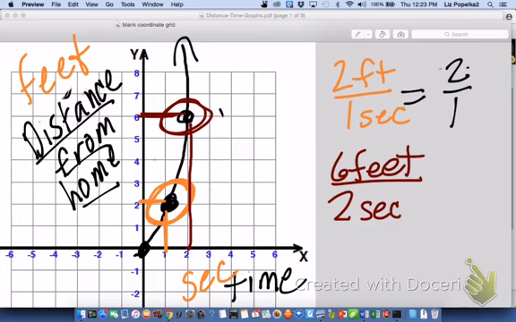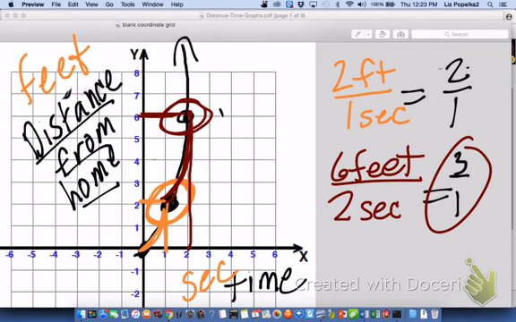2 over 1, of course, is still 2 over 1, or 2, but 6 over 2 simplifies to 3 over 1, or 3. So in my first stretch, in the orange stretch of my journey, I was traveling 2 feet per second, but then I started going faster in the second leg of my trip, because now I'm traveling 3 feet in 1 second. So I actually got faster. Whenever your line in a distance-time graph does not make a straight line, in other words, when it's not linear, that means we're not traveling at the same rate the entire time.